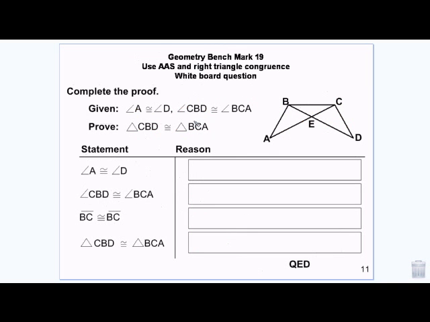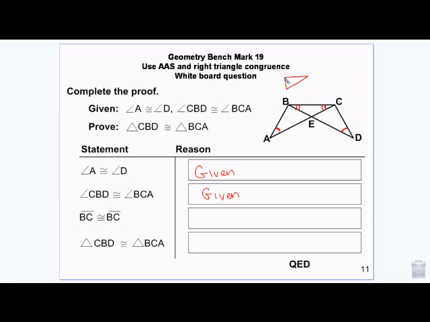Let's do one more. Okay, angle A is congruent to angle D, that's given. And I'm going to just label that angle A and angle D are congruent. And then CBD, that's this little angle right here, is congruent to BCA, this little angle right here. That was also given.